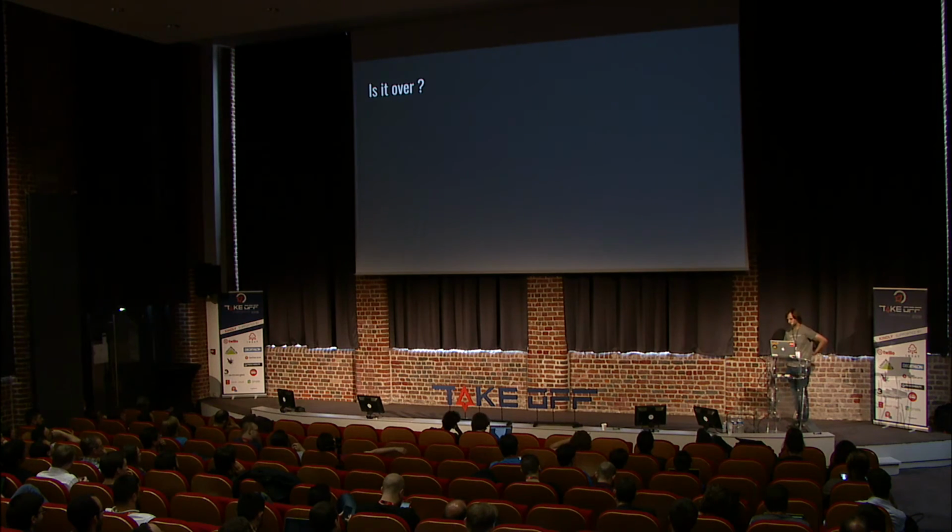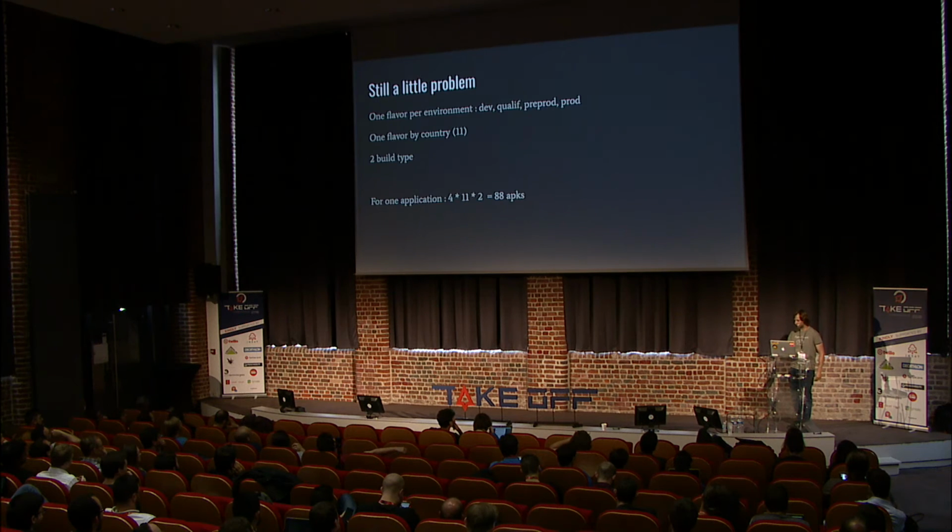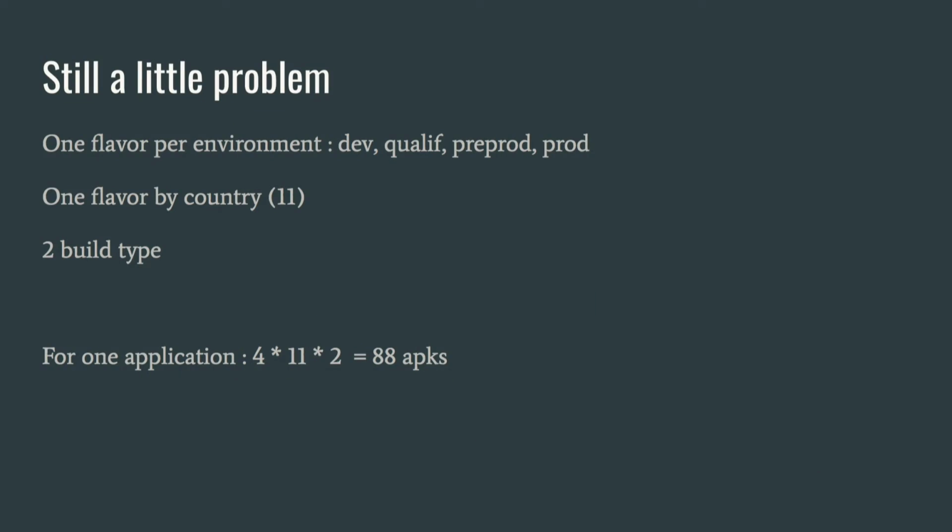So, is it over? Not yet, we still have a little problem. By dividing our Android application into several applications, we were facing at the beginning a major issue. We had at the beginning one flavor per environment, one for dev, QA, pre-prod, prod, and one flavor per country. We had 11 countries. And because you have two build types, it was just a big mess.